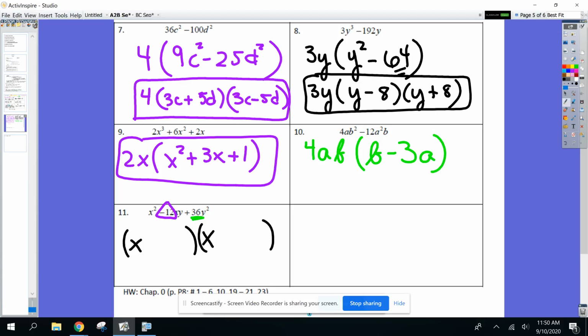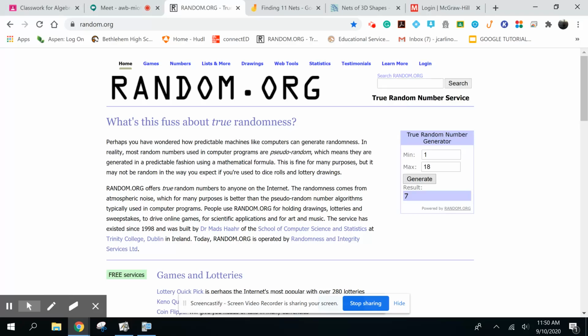Can you find those two numbers? Multiply to positive 36, but at the same time, add to negative 12. All right, here we go. 7 again. Will, you're on fire today. Did you find those two numbers, boss?